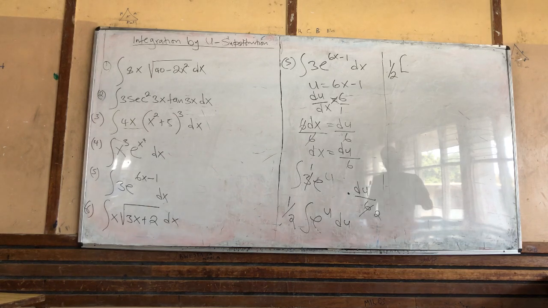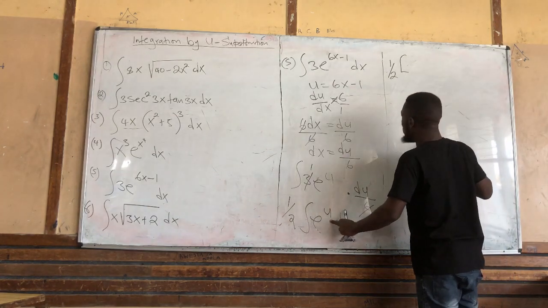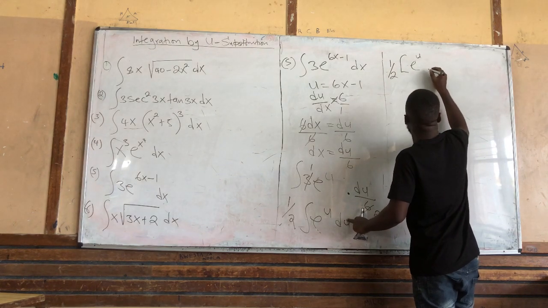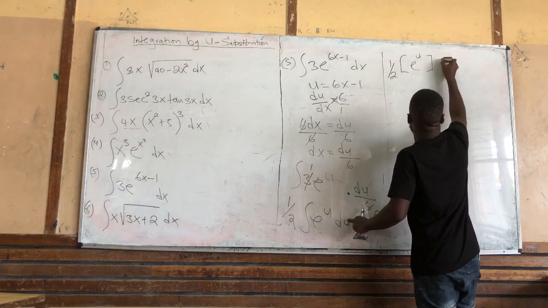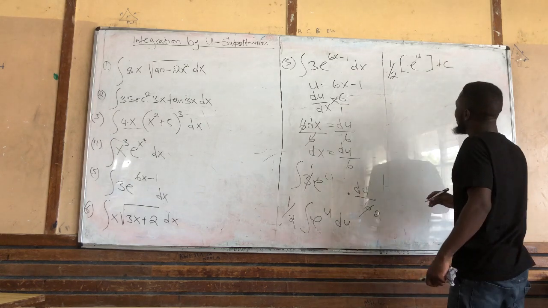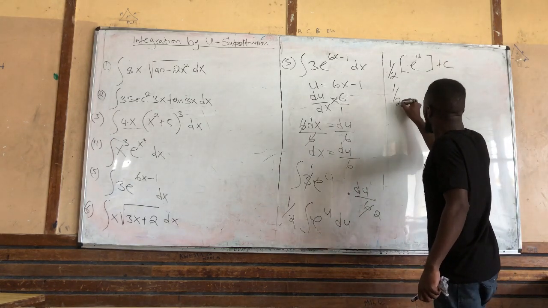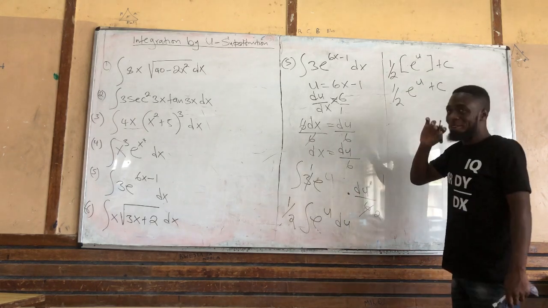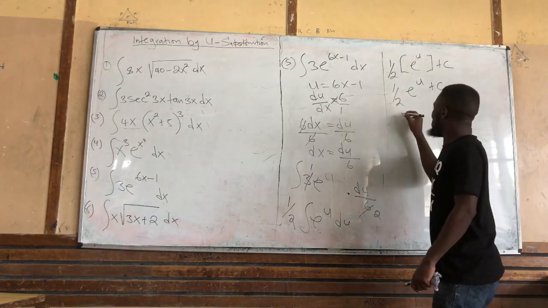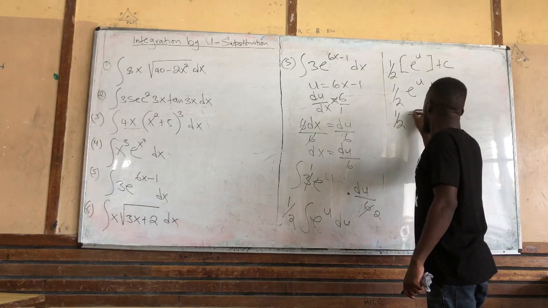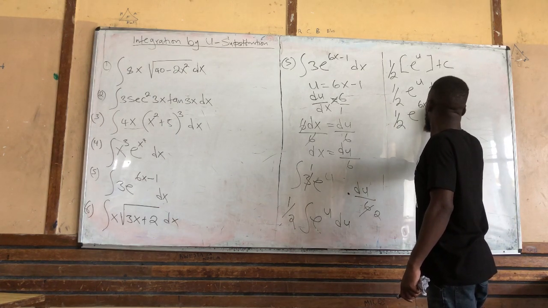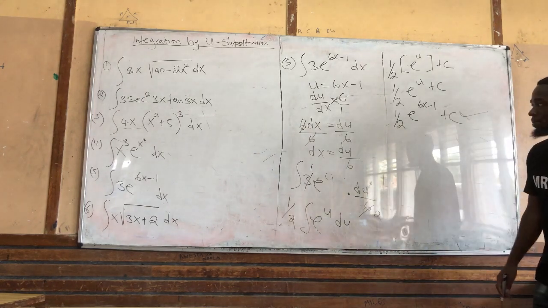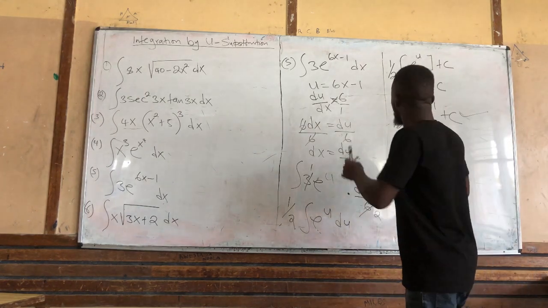So the integral of e to the power u is e to the power u, plus c here. So the answer is half e to the power u plus c. And what is the actual value for u? It is 6x minus 1. So it's half e to the power 6x minus 1 plus c. Done. Okay, so let's go to the last question.